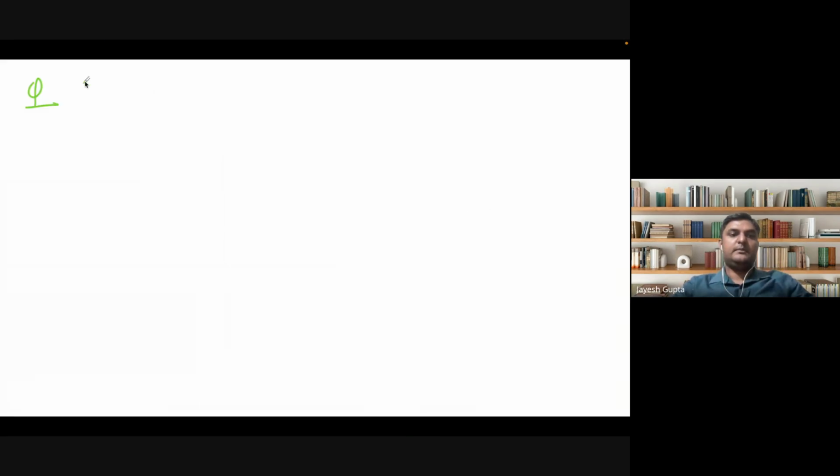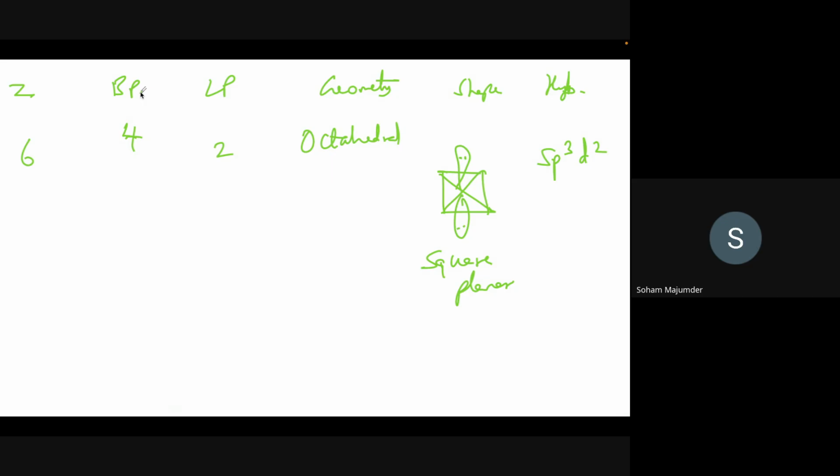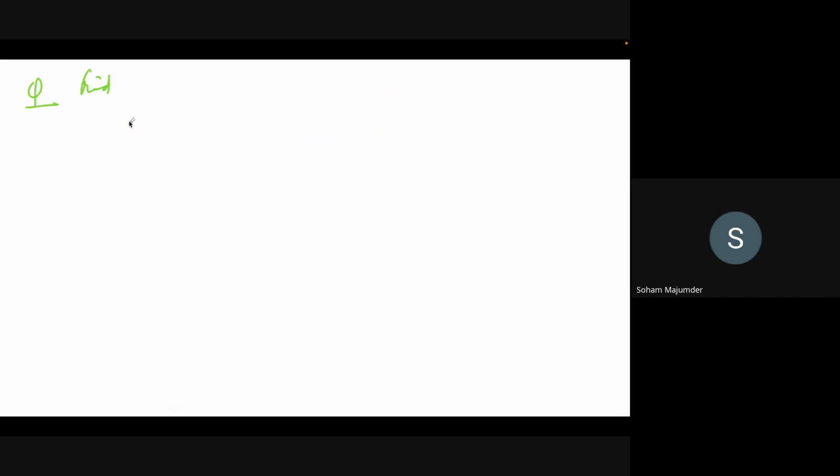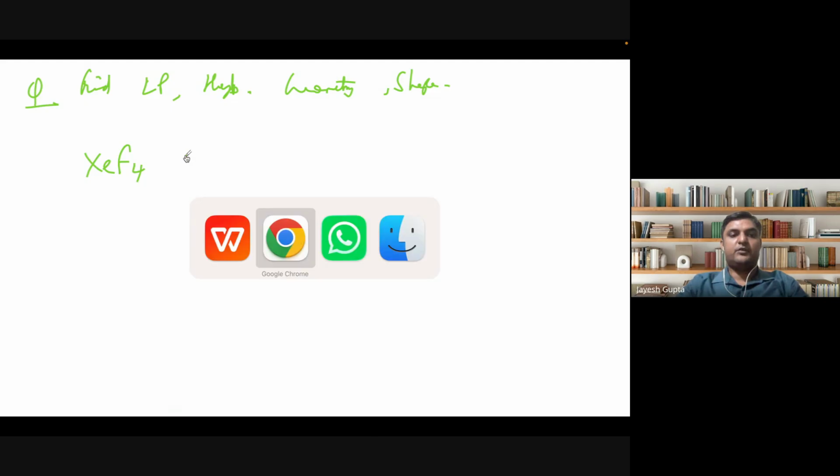Okay, so now you have to tell me. Sir, once again, could you go back to the previous one? Go back again, write it down. Yes, so done. So find lone pair, hybridization, geometry, shape for XeF4. Okay, take 3-4 minutes and then tell me.